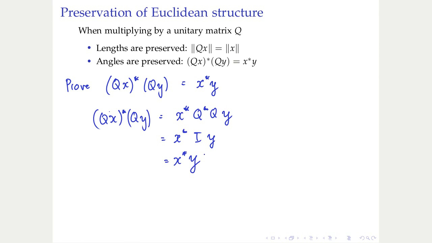So when we're multiplying by a unitary matrix or an orthogonal matrix, one of the key things to remember is that we're keeping the length and the angles between two vectors constant. So we're just rotating and reflecting them if you're thinking of it geometrically.